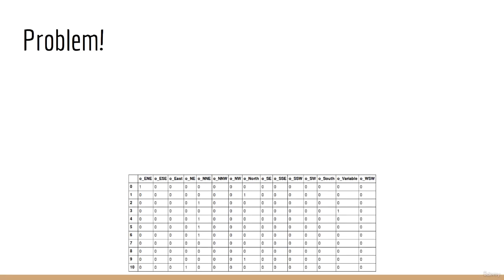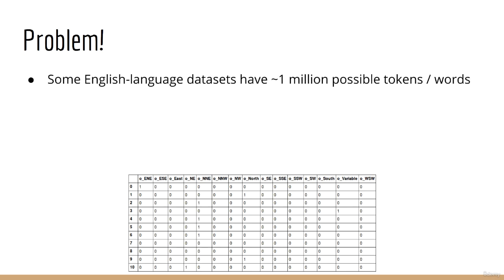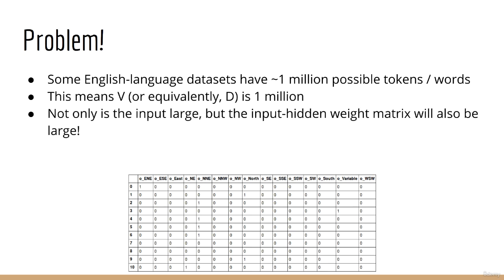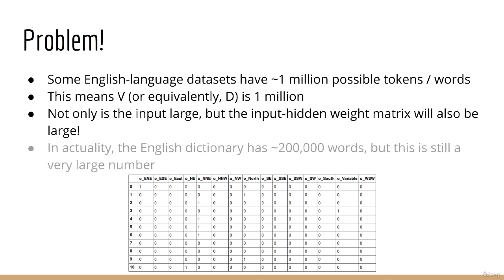But there are some problems with this approach. Some English language datasets have about 1 million possible tokens or words. That would lead to an extremely large one-hot encoded feature vector, which means that your weight matrix would also be very large. So in other words, you have a T by V matrix, but V is a very big number. In actuality, the English dictionary contains only about 200,000 words, so it really depends on how you split up your words and where you obtain your vocabulary from, but this is still a significantly large number.